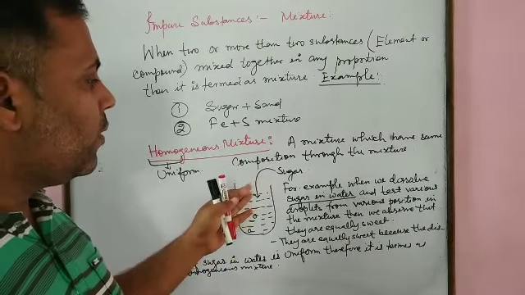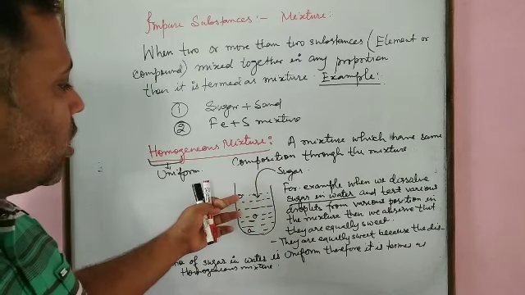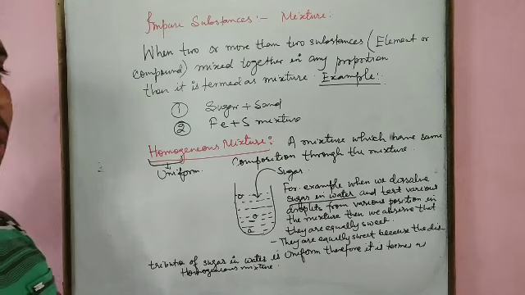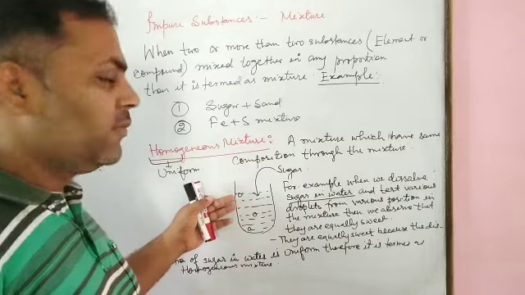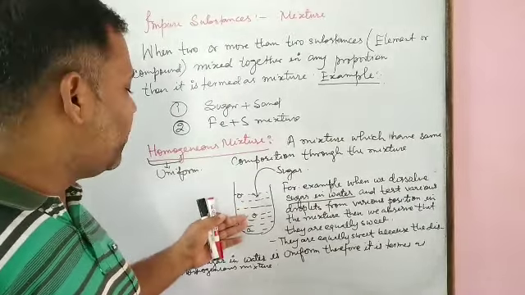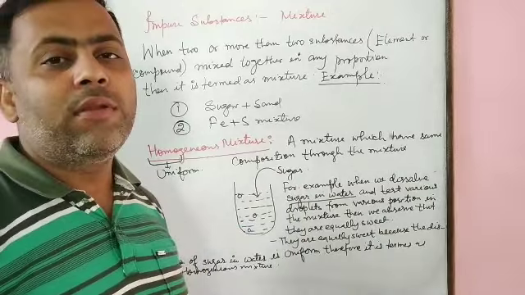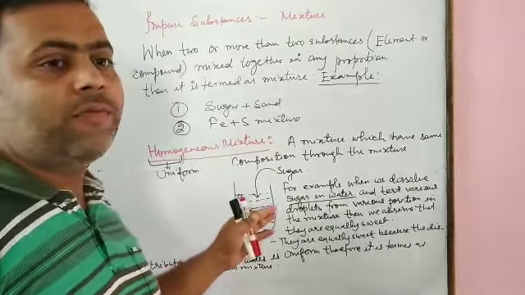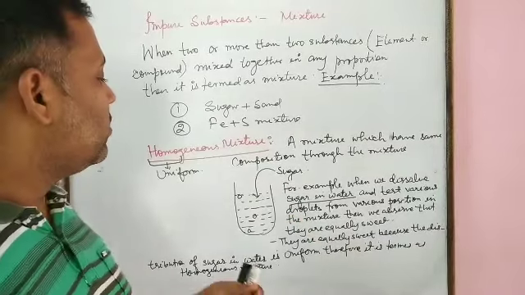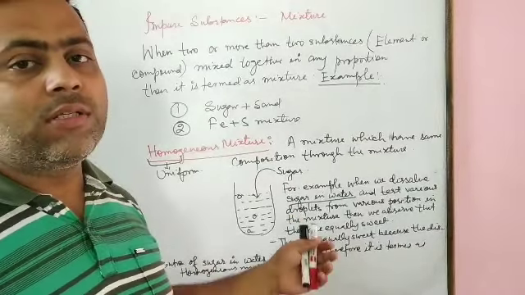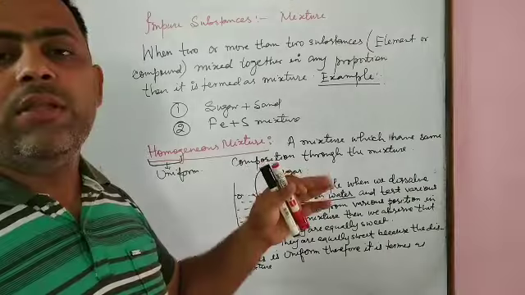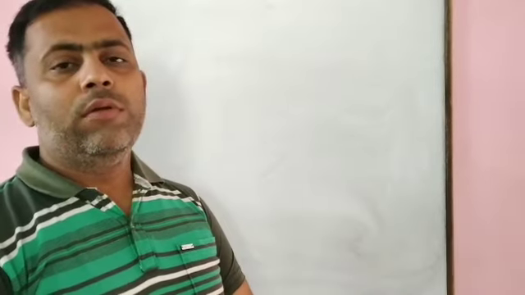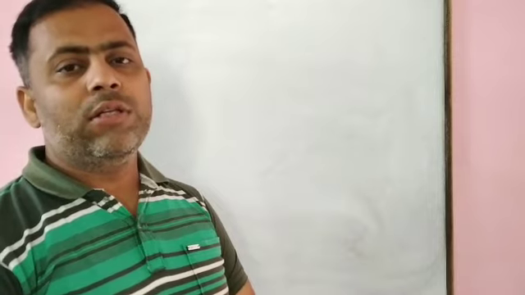When sugar dissolves in water, and when we test various droplets from various positions, what we see is that these droplets are equally sweet. Why is this so? This is so because the distribution of sugar inside the water is uniform. It means it is the same everywhere. That's why it is termed as a homogeneous mixture. We will now discuss heterogeneous mixtures.